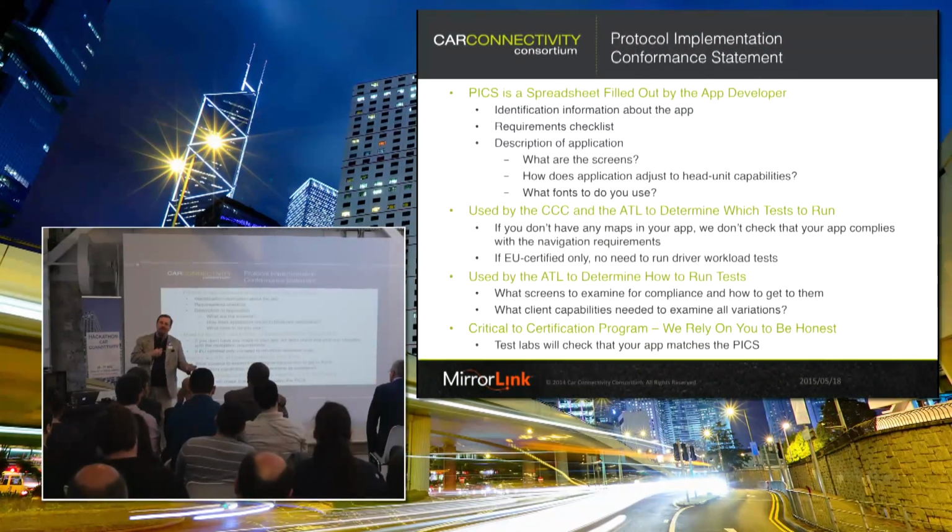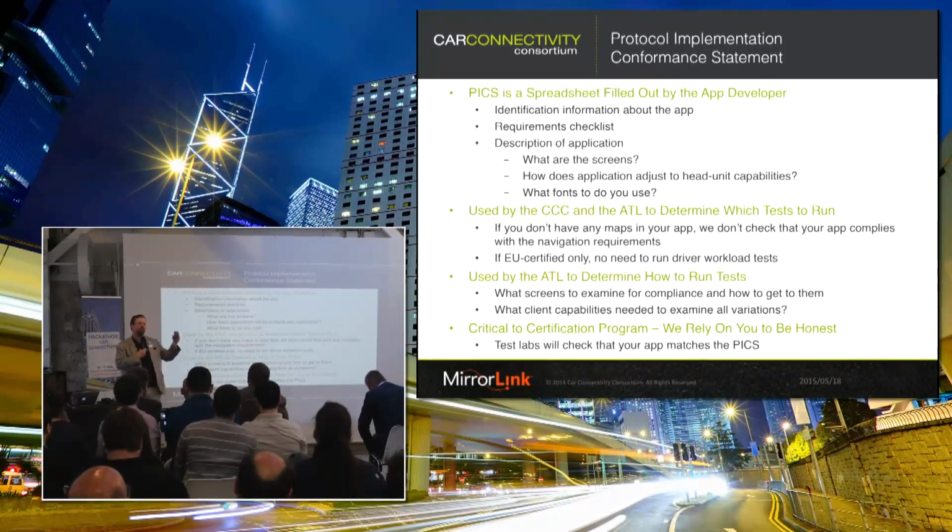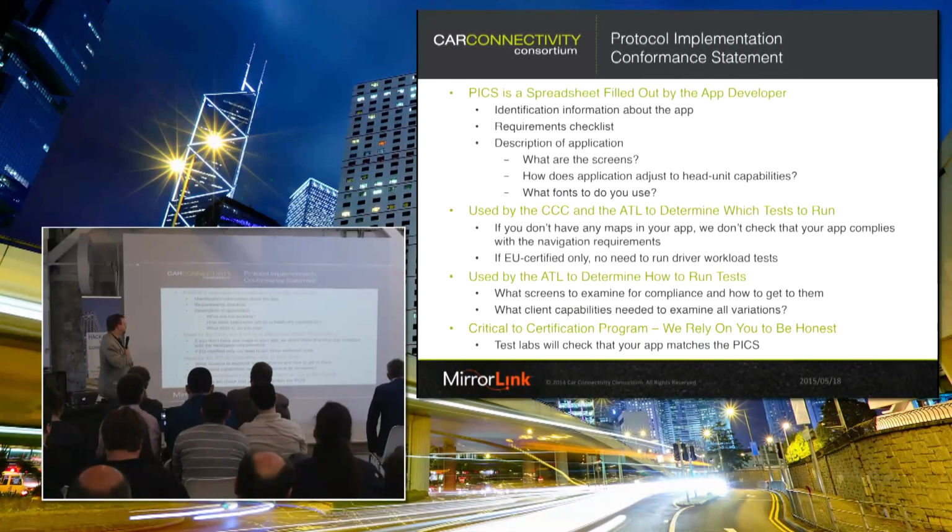First is what we call the PICs. This is a form you use, you fill it out, you tell us about your app. It's also a checklist of all the requirements. So you can figure out, okay, I'm trying to get certified in the EU. What are the requirements that apply to my app? And you just go through the checklist. Yes, no, yes, no, yes, yes, yes. It's really straightforward. We use this when we're testing your apps to figure out how to test your app.